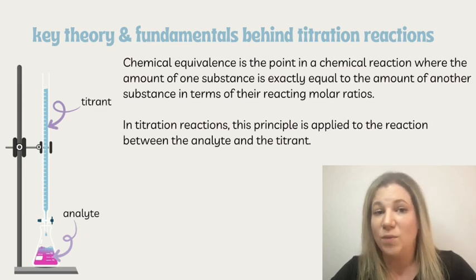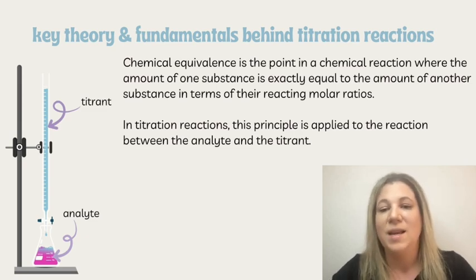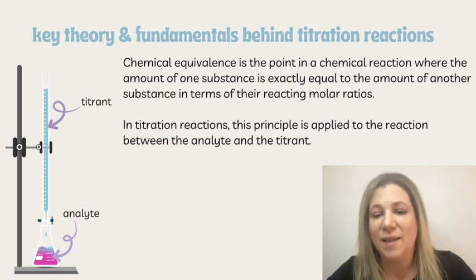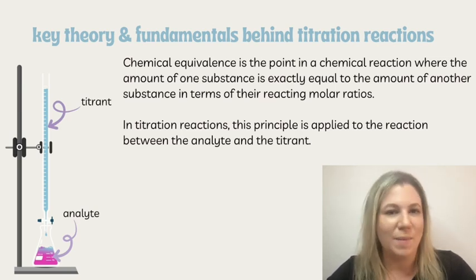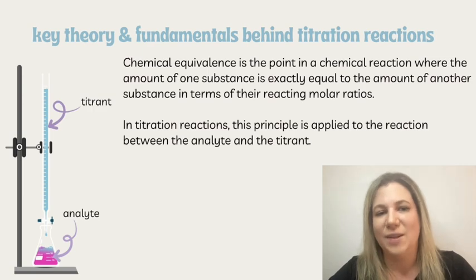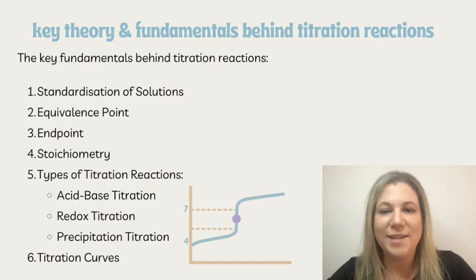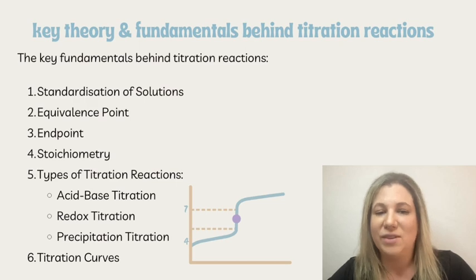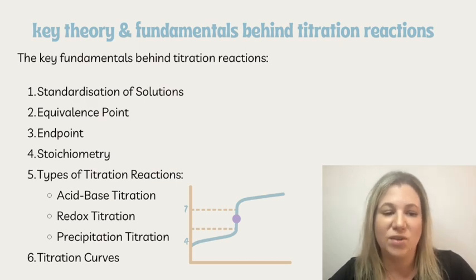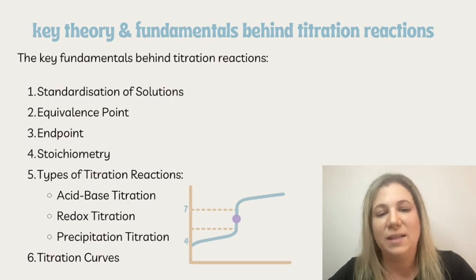The way that you would go about it would be the exact same, and you can end up with completely accurate results if you had them around the wrong way, but it's just common practice to put the titrant in the burette. Some things we're going to look at in terms of the theory and fundamentals behind titration reactions are the standardization of solutions, what the equivalence point is and how that is different to the endpoint. We're going to look at stoichiometry, and types of titration reactions, specifically acid-base titration, redox titration, precipitation titration, and we're also going to analyze titration curves.